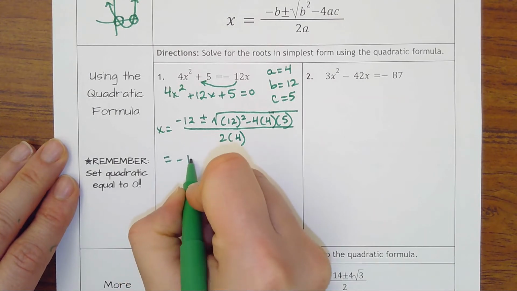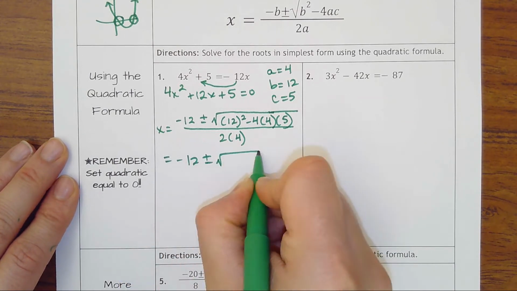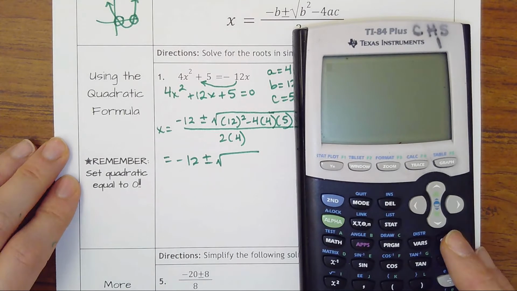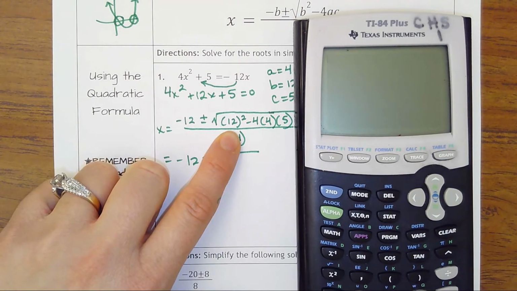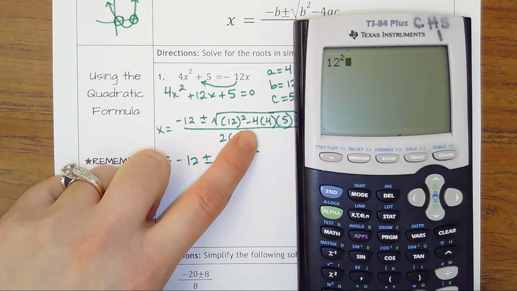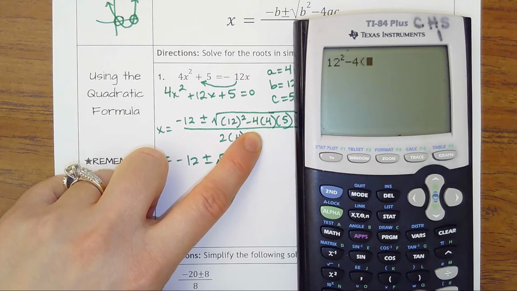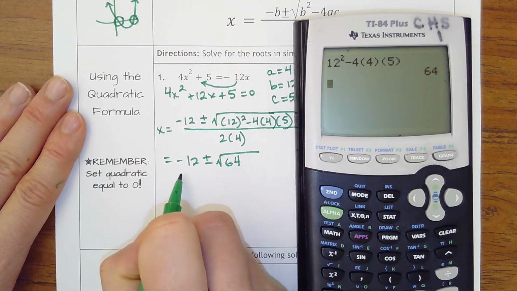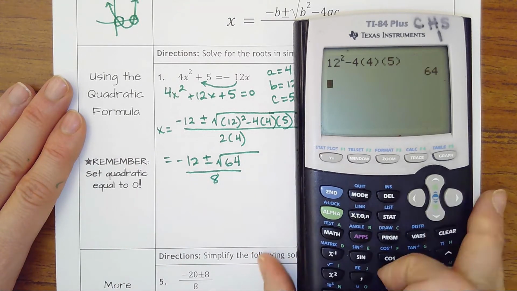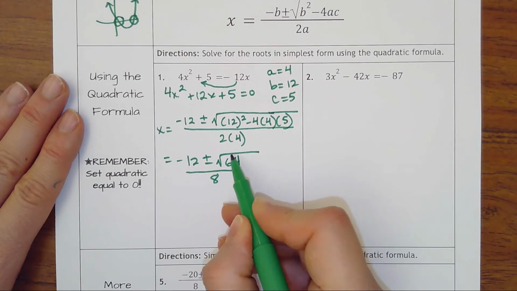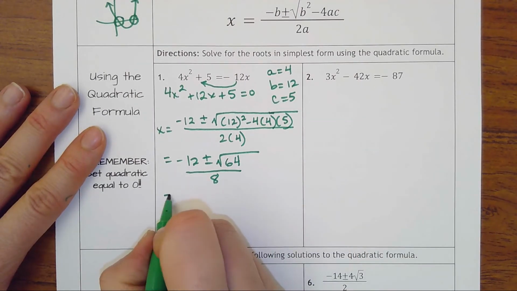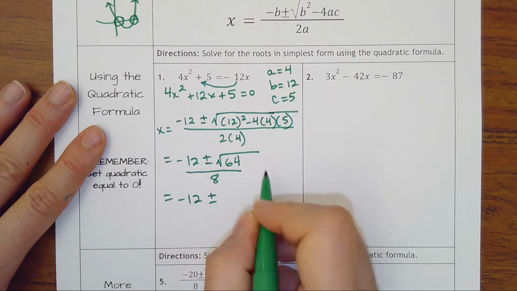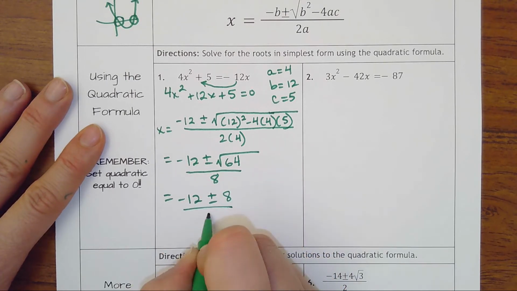Okay, the next step is I want you to figure out what number is here under the square root. So I'm just going to plug that into my calculator. 12 squared, which I know is 144, minus 4 times 4 times 5. I get 64, all over 2 times 4 is 8. Then the next thing I want you to do is either take the square root or simplify the square root, which at least it is a perfect square. That is 8 over 8.